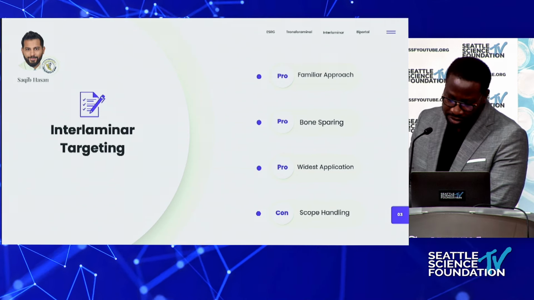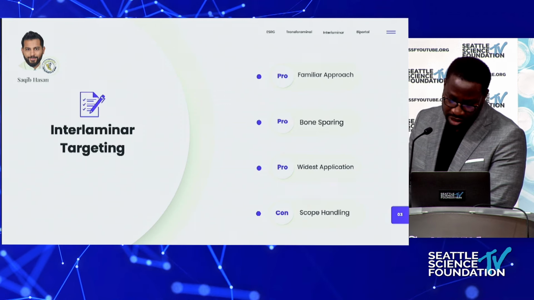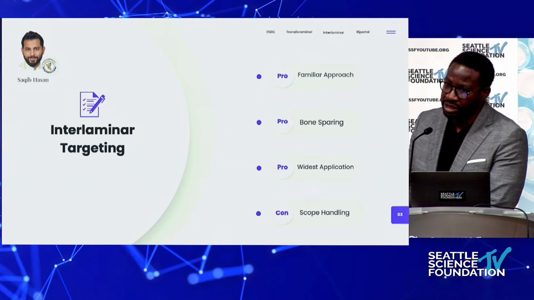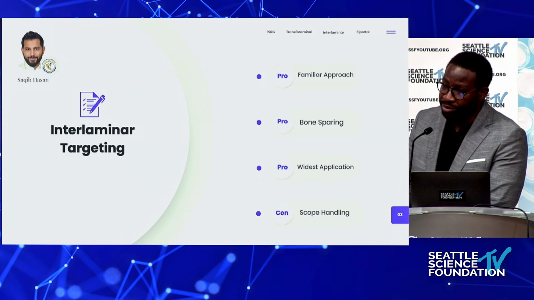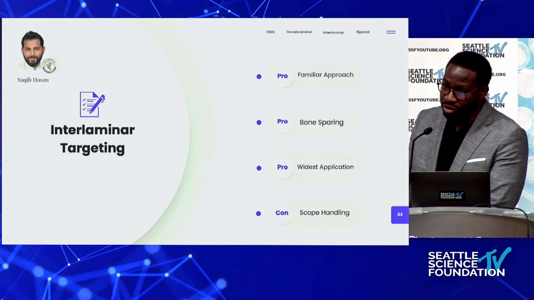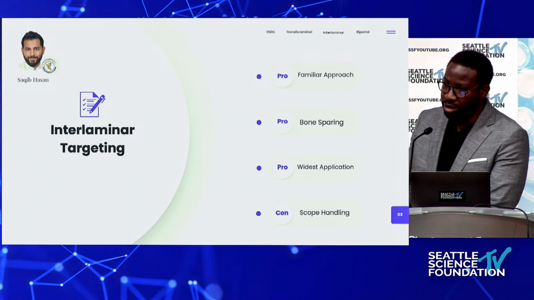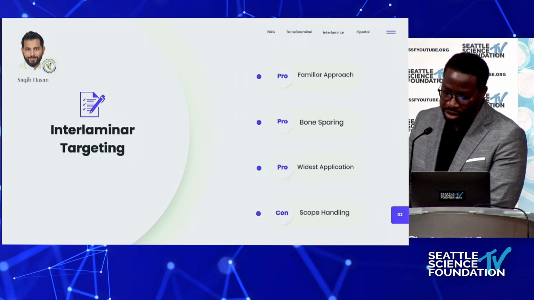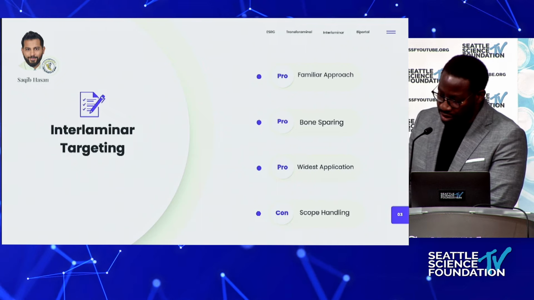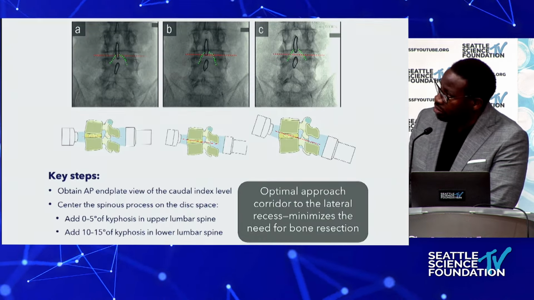And then, of course, I would say that the con that we've kind of agreed on is the scope handling. A lot of people find it difficult to manipulate the scope to do what they want in the interlaminar approach because you're kind of working inversely. So when you want to look up, you have to move your hands down. When you want to look down, you have to move your hands up. But with that, I think we can progress to the targeting.